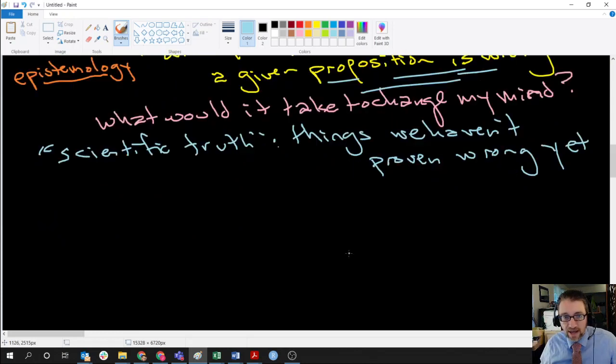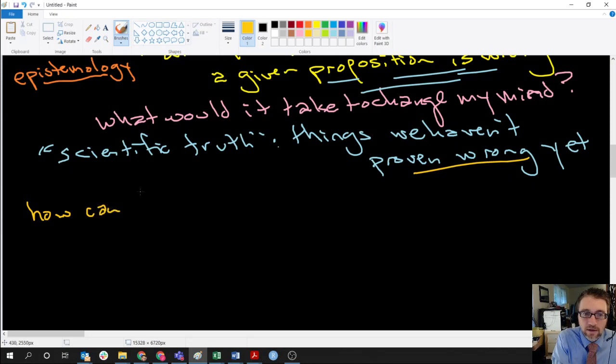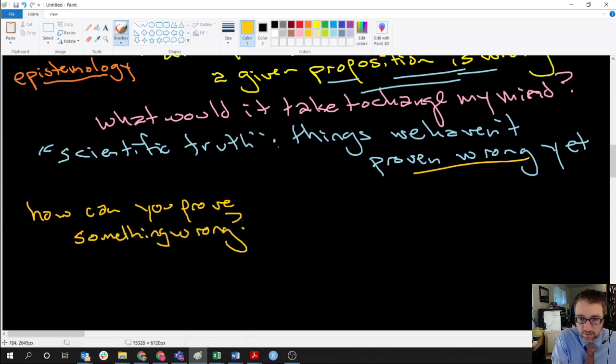In addition to that, the other thing that I want to talk about, in particular, is what this implies. If we're trying to prove things wrong, we get to how can you prove something wrong? That gets to be a big question. So this is all just science. So I want to be clear. What we're talking about now is science, and we'll get to other parts of this in a minute.